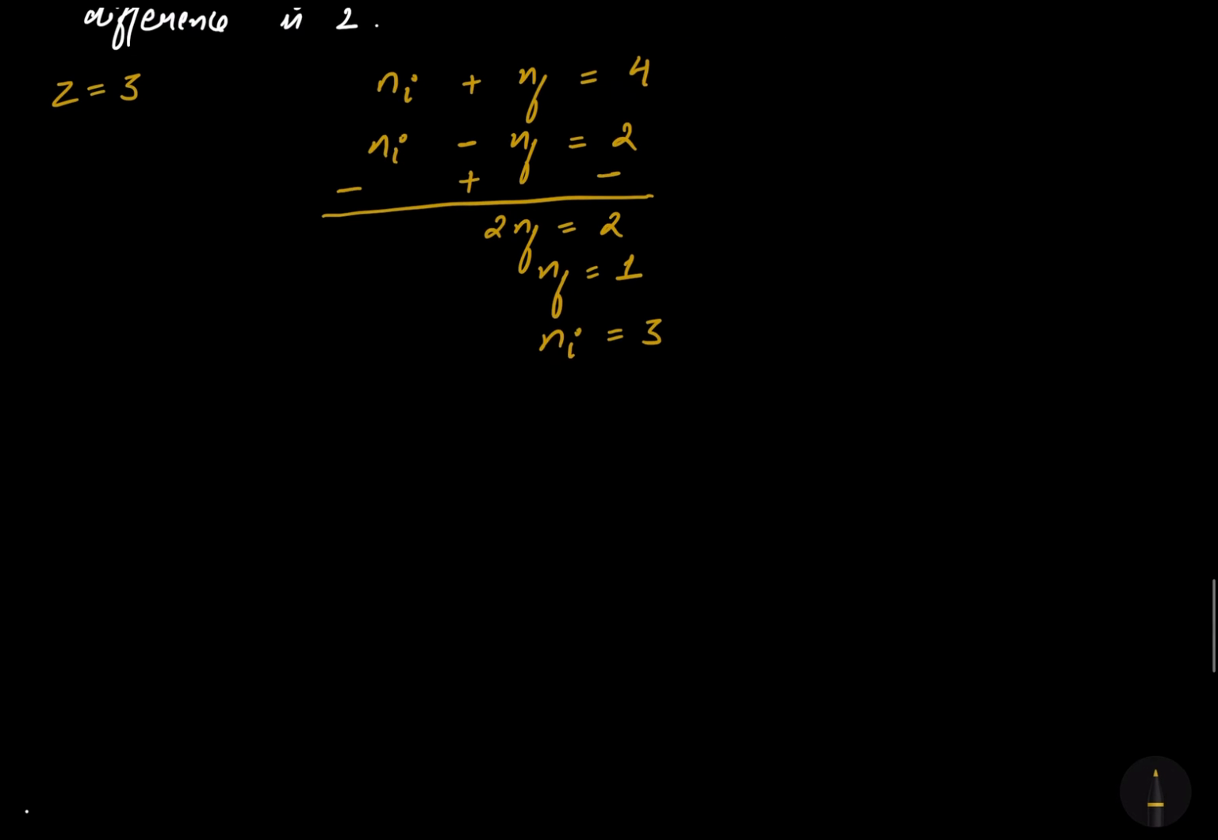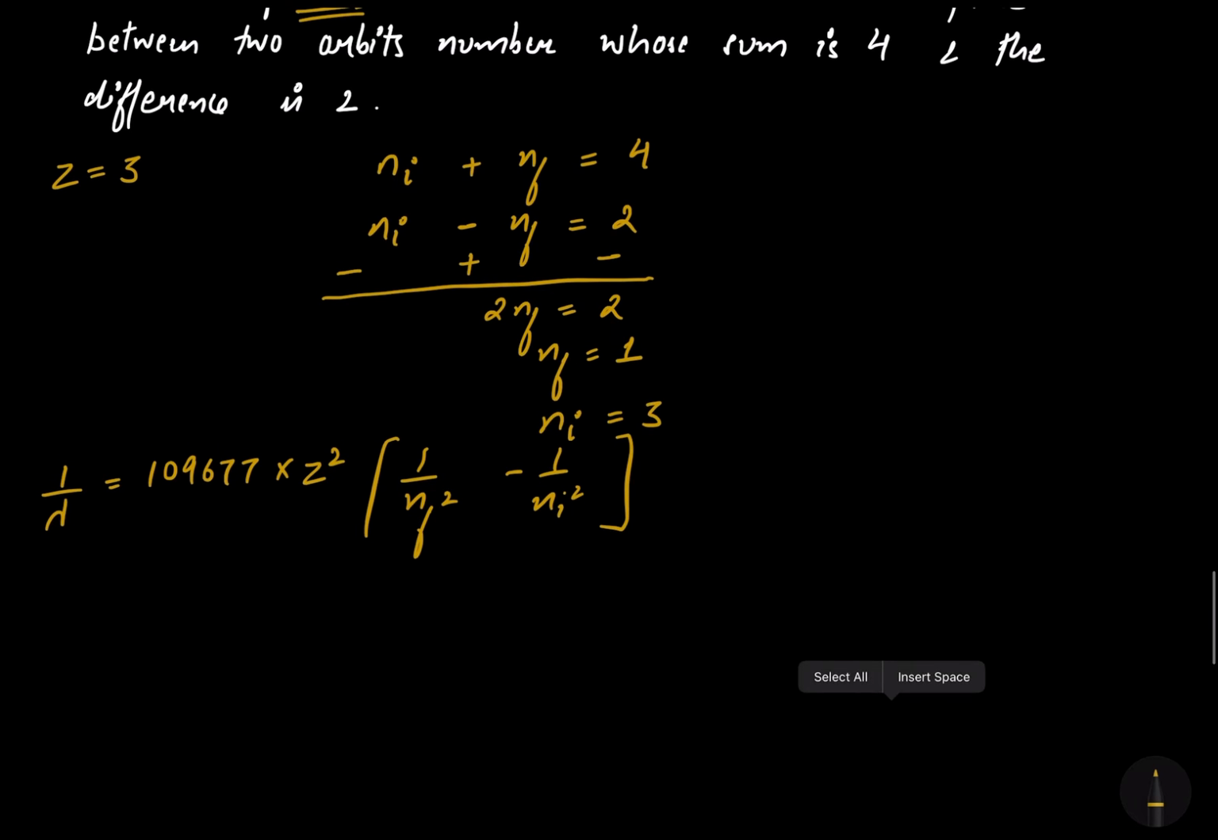In the formula, 1 by lambda is 109677 into Z square into 1 upon n final square minus 1 upon n initial square. In the previous questions the element was hydrogen, so Z was 1, and I have not taken that Z in the main formula. But in this question the atomic number is 3, that's why I have written Z in the formula.